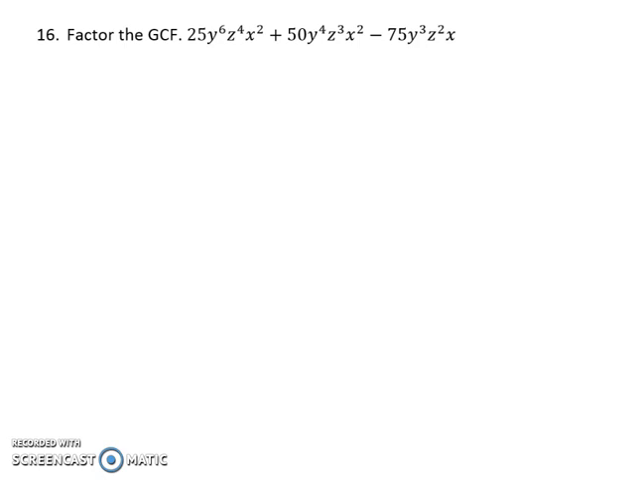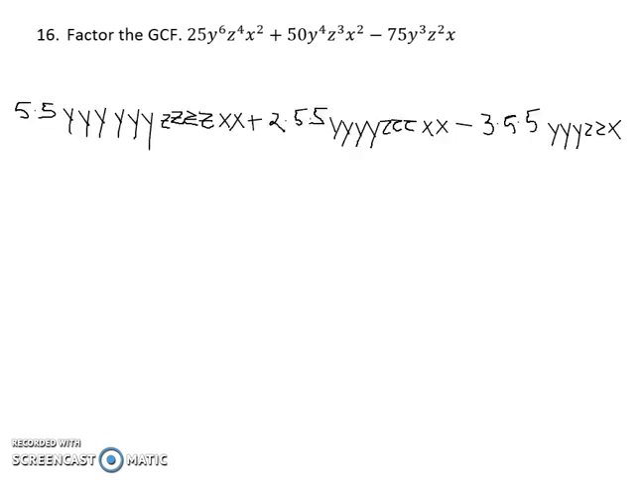We have to factor out the greatest common factor. So what we want to do is break this polynomial apart and figure out the factors that each term has in common and circle them. So what I've done is I've just gone through and I've broken each term apart into its prime factors. So I'm going to go through each term and identify the same factors in each. I have a 5 in each. I have another 5 in each.